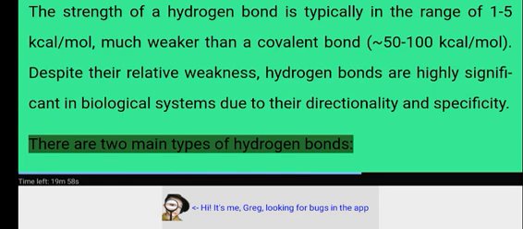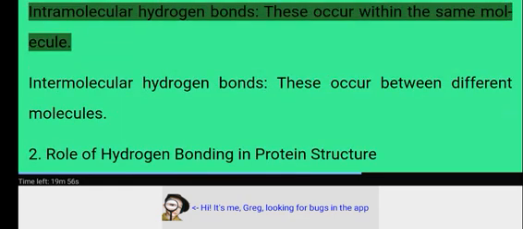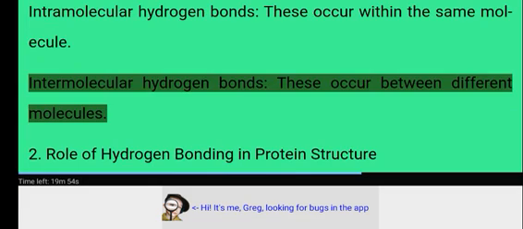There are two main types of hydrogen bonds. Intramolecular hydrogen bonds: these occur within the same molecule. Intermolecular hydrogen bonds: these occur between different molecules.